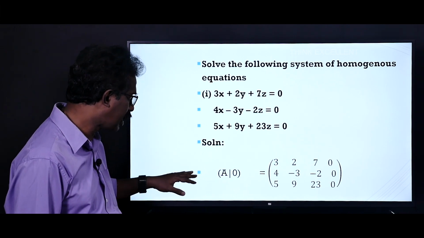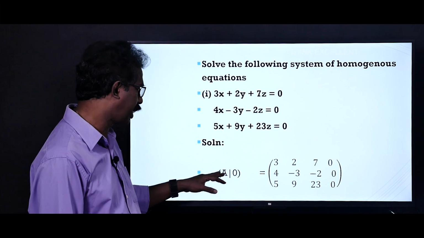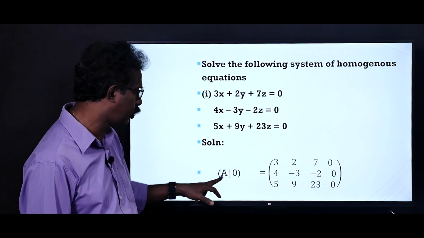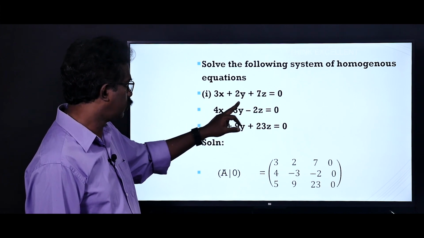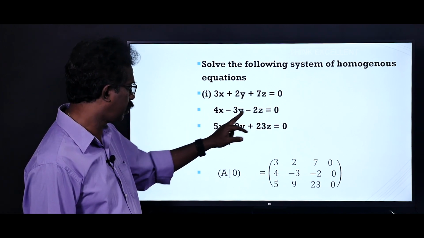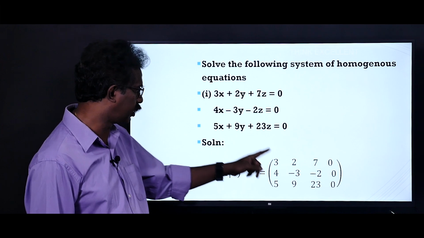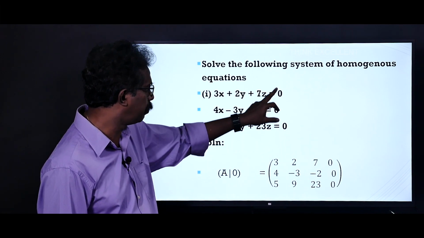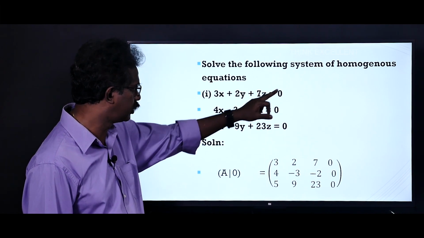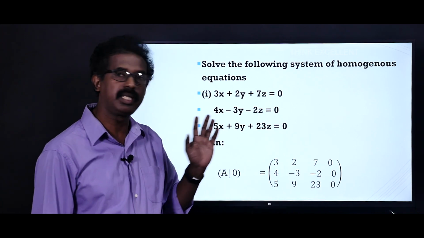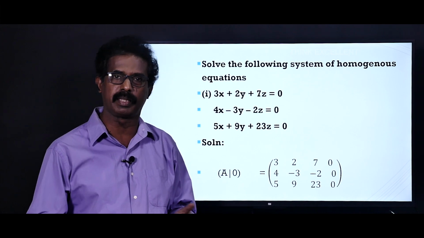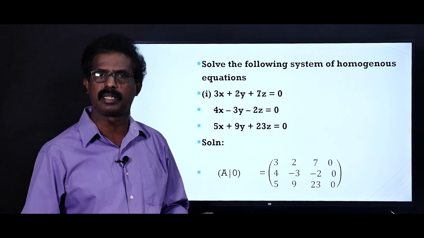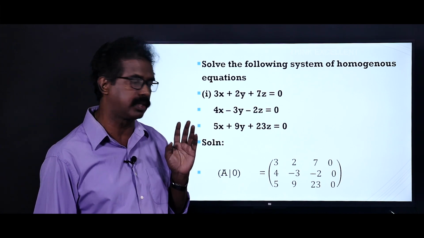Then I am starting with the augmented matrix. After that you will be writing the augmented matrix. Instead of AB, you write A 0. A is the coefficients: 3, 2, 7, 4, minus 3, minus 2, 5, 9, 23. Attach B values. Here B is 0. 0, 0, 0. Reduce it into echelon form. How can you reduce to echelon form? Hope you have practiced a lot of questions. You may be thorough with that now. There are different methods, right? First row, first element, we have to get 1.